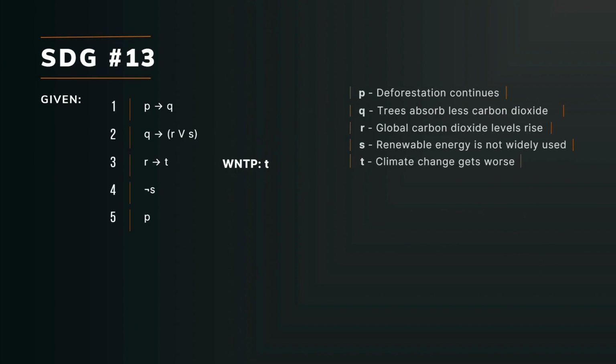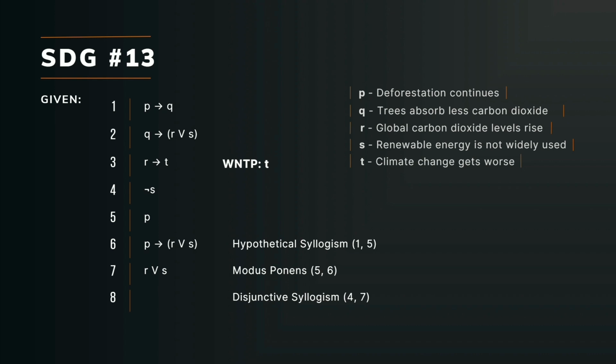Since we now have our givens, we can prove T. Using hypothetical syllogism on premises 1 and 5, we can get if P, then R or S. Next, using modus ponens on premises 5 and 6, we can get R or S. Next, by using disjunctive syllogism on premises 4 and 7, we can get R. And the last one, using modus ponens again on premises 3 and 8, we can get T, which is our conclusion.